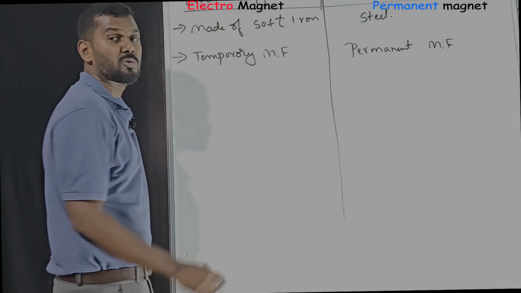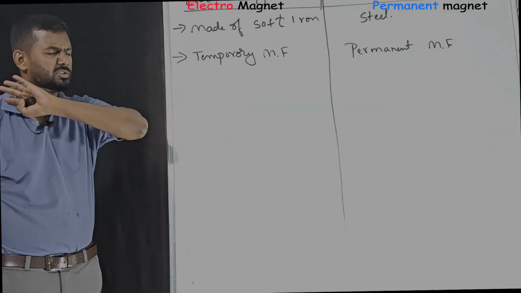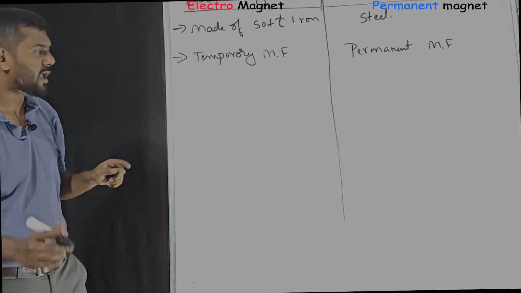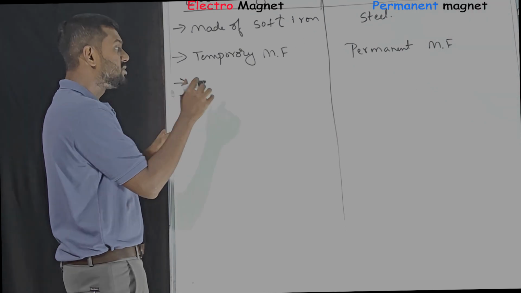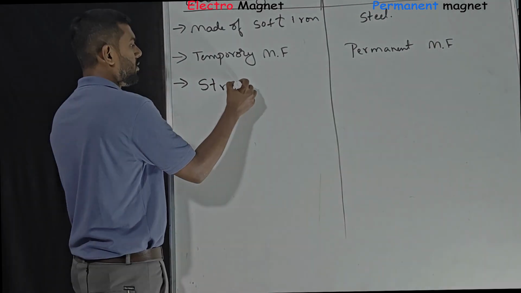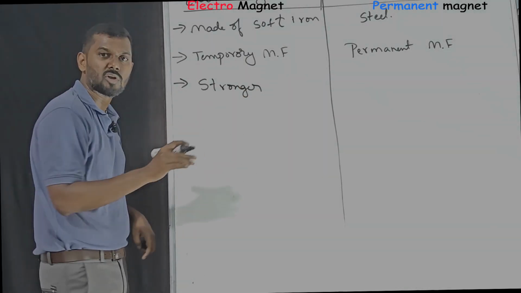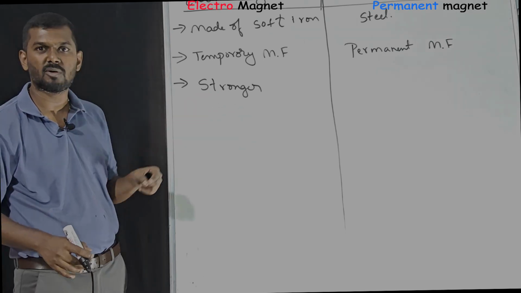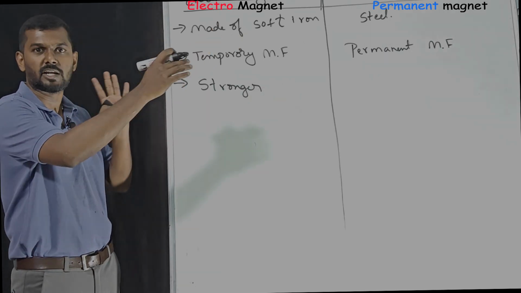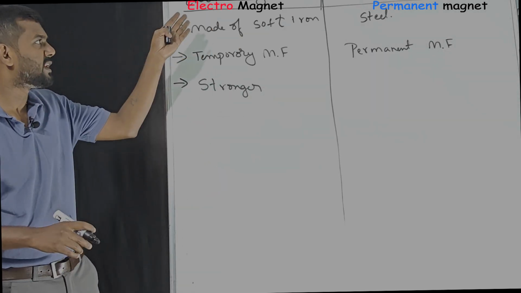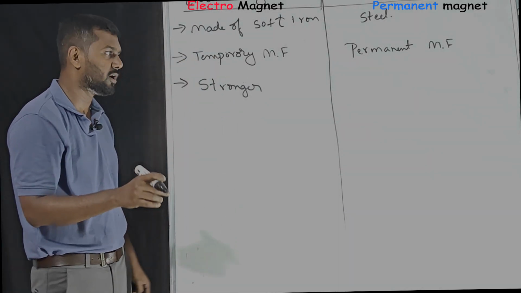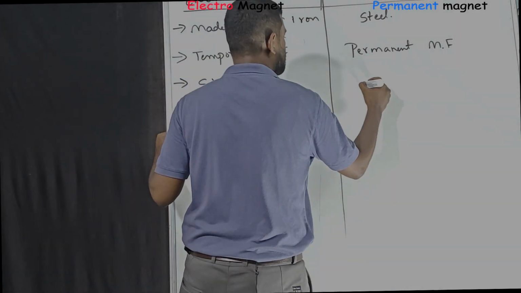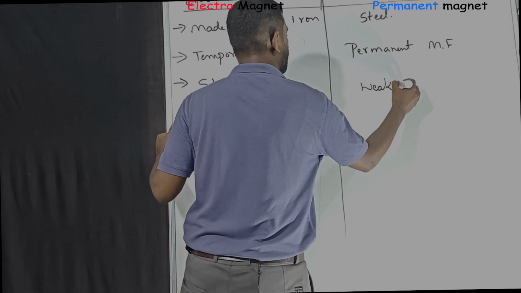But in the exam, you should not use short forms like MF. No short forms in the exam. Generally electromagnets are stronger. In the exam you should not write like this. You have to write it in the form of a sentence whenever you are differentiating between two physical quantities or any two objects. Electromagnets are generally stronger, permanent magnets are weaker.